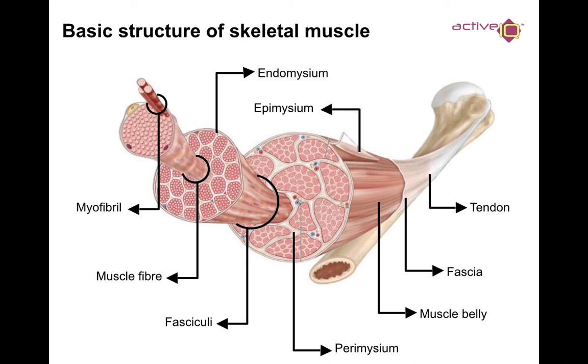And then the smallest part inside the muscle fiber, where all the energy production takes place, is inside the myofibril. That's the smallest part. We've obviously got lots and lots of myofibrils. Inside them there's a substance called actin and myosin, and that is where energy production takes place. That's what we'll move on to in a second.